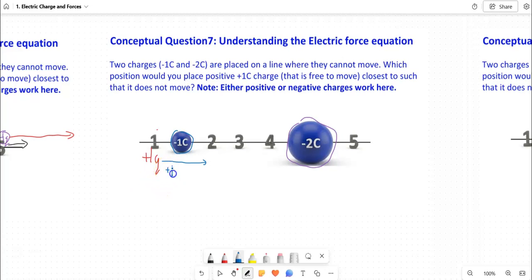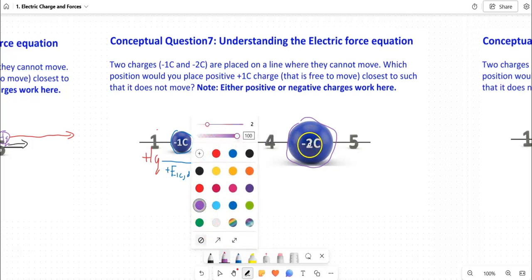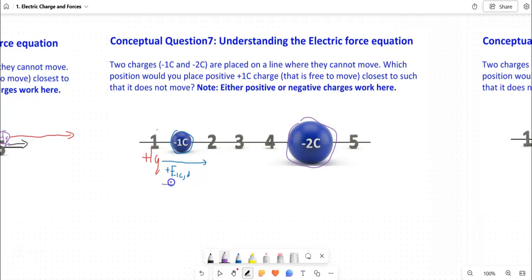So it's going to be a positive force, and it's due to the -1 Coulomb charge a distance d away. This -2 Coulomb charge is at a distance 5d away, so its force is also going to be positive, and it's going to be 25 times smaller than this one. But again, if you put it right here, it's just going to take off to the right. In the other case, if you put it over here, it's going to get pulled to the left.